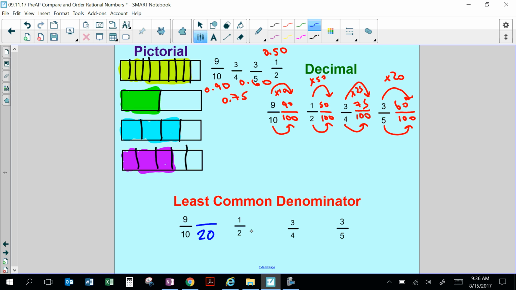That's the least common denominator. However, a common denominator is 100. They do all share 100, so you can use that if that is what you are more comfortable with. But I want to do the least amount of work, so I'm going to find the least common denominator.